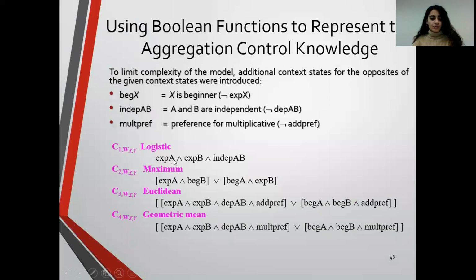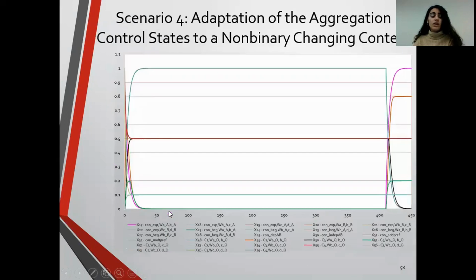We have Boolean functions for these C states, the control states. And this is a simulation example, simulation results for this model, our context-sensitive model. For example, if some context states are activated in this phase, that's why the control states, the combination function selections, are blue and the red one, mainly the blue one actually.